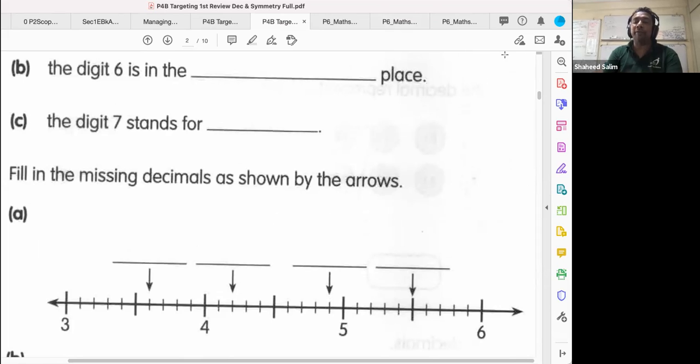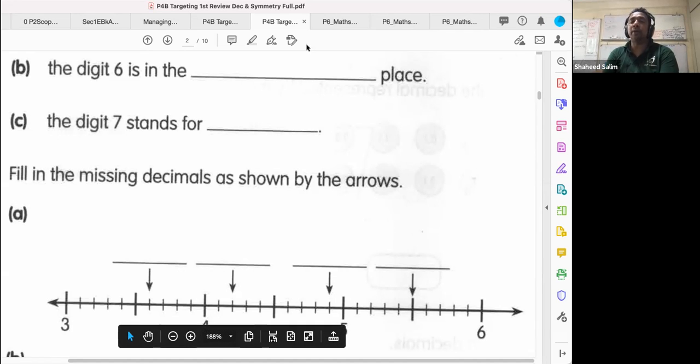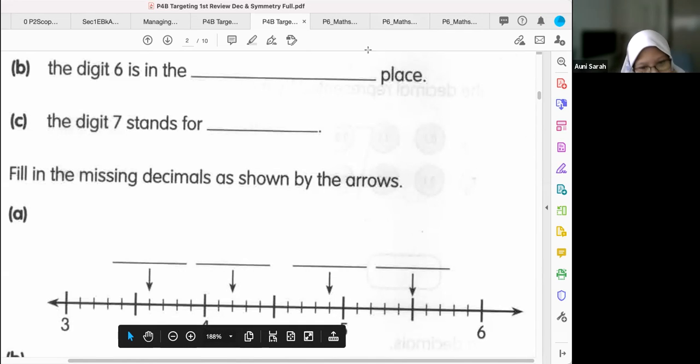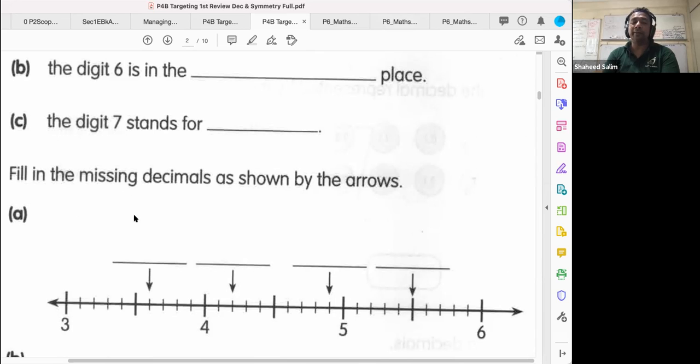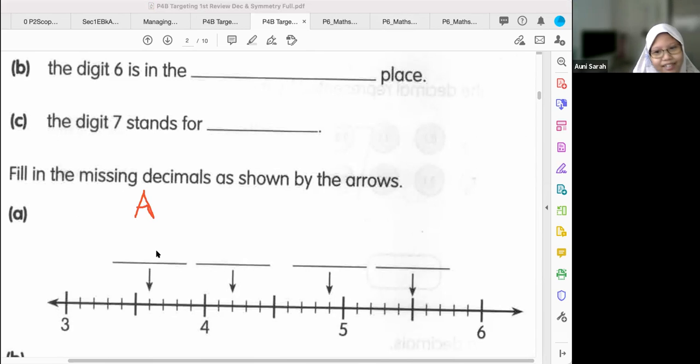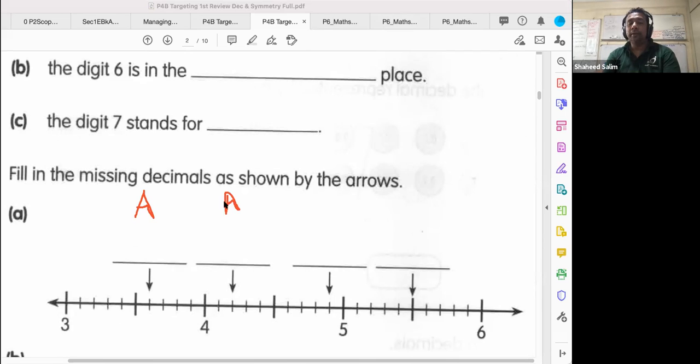Okay, this one now, there's 4 of you, right? So each one, four of us. Okay, this one, first one will be Amara. Amara, you write on top here. Next one will be Auni. Next one will be Nayumi.